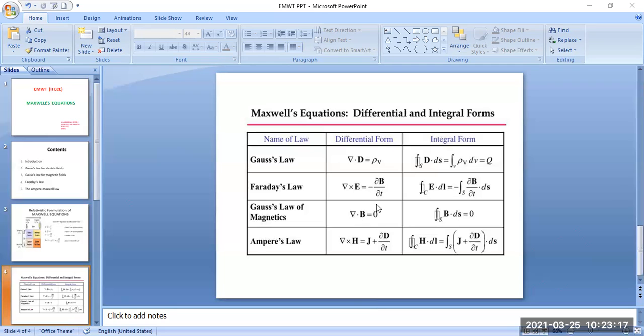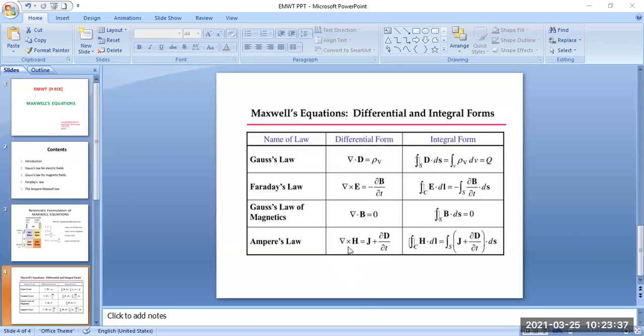Third equation, del dot B bar is equal to 0, same. Fourth equation, del cross H bar is equal to J bar. So del dot D bar is equal to rho v, and del cross E bar is equal to 0, and del dot B bar is equal to 0, and del cross H bar is equal to J bar only. These are the Maxwell's equations for static fields.